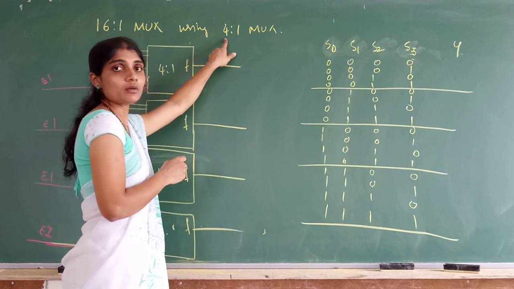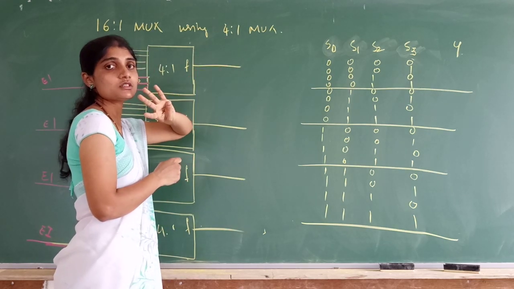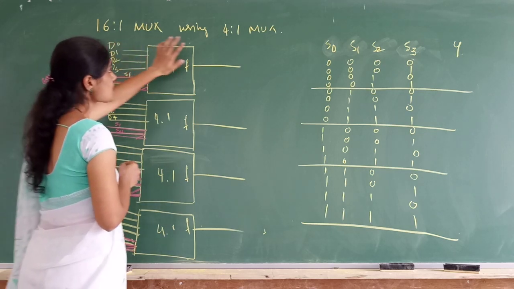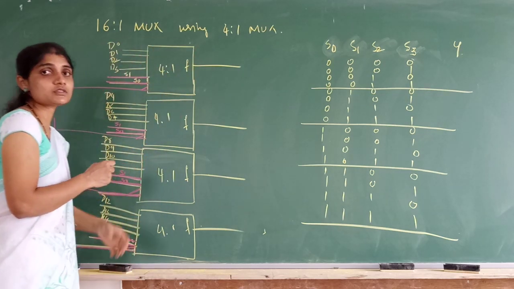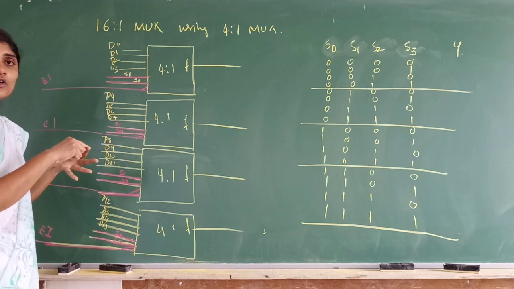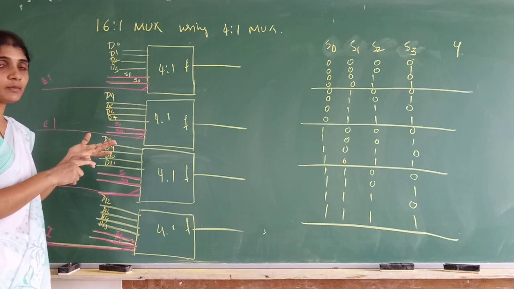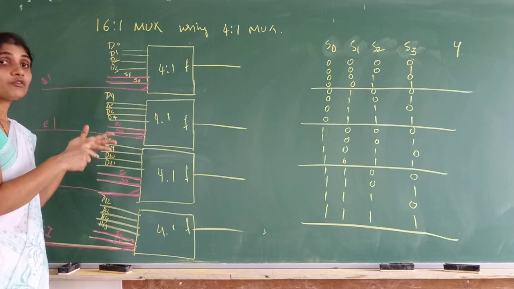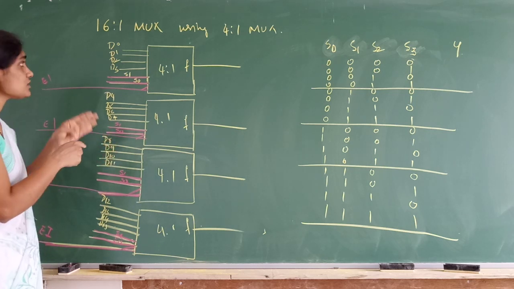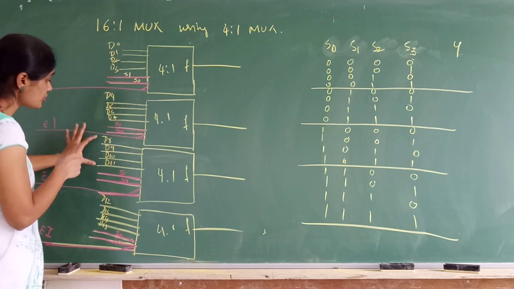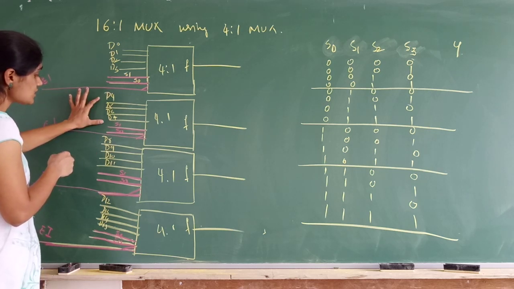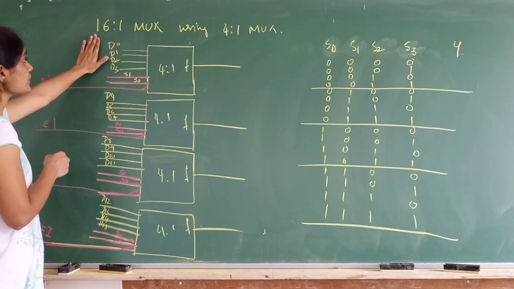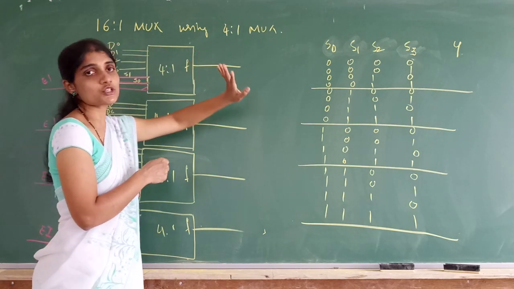For a 4:1 mux, how many inputs? 4 inputs. So if I have to configure a 16:1 mux, how many 4:1 mux I have to use? 4, 4, 4, 4. So one 4:1 mux, another one, another one. So 4 4:1 mux I want, so that I will have 16 inputs. 4, 8, 12, 16.